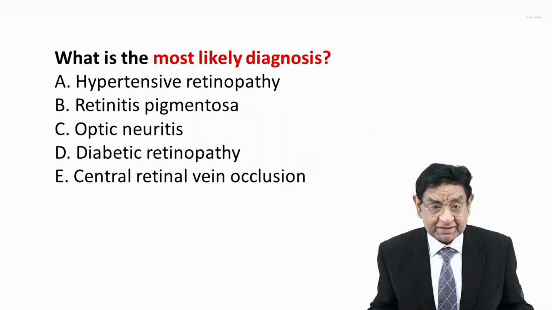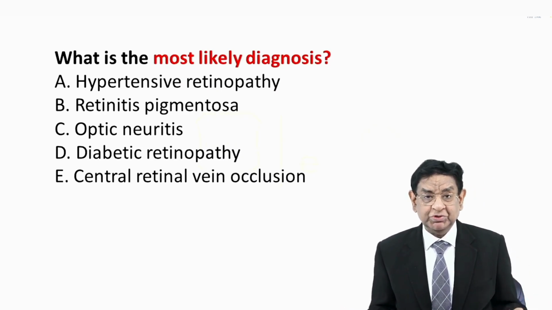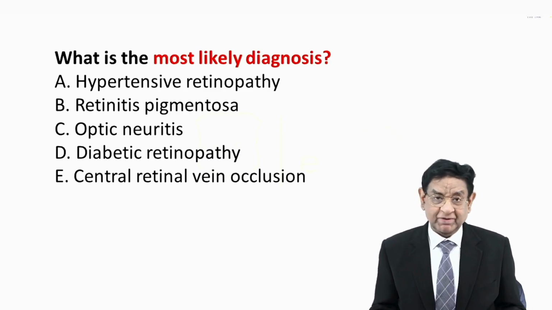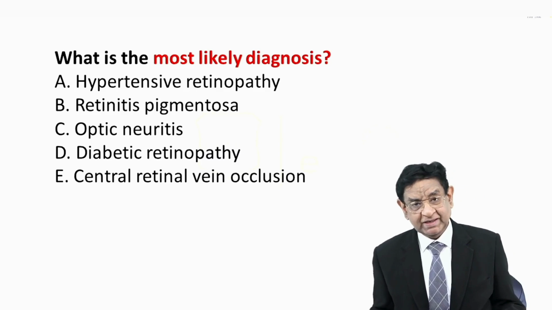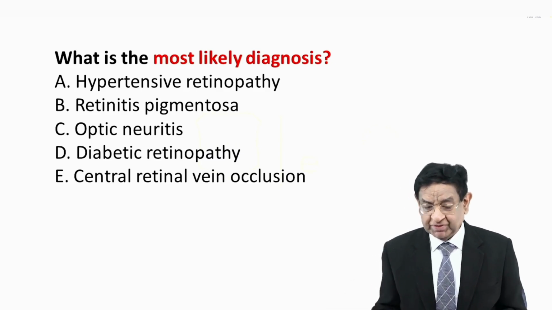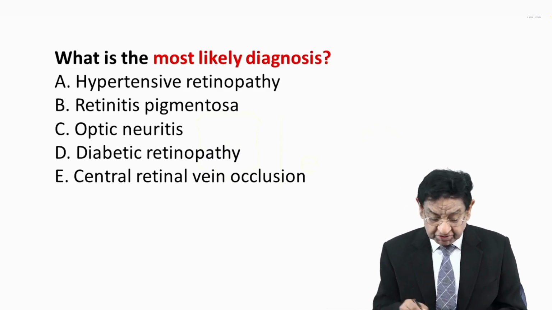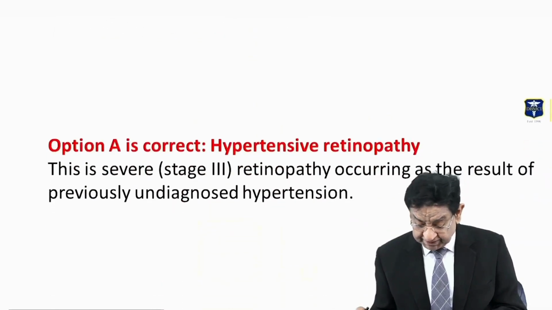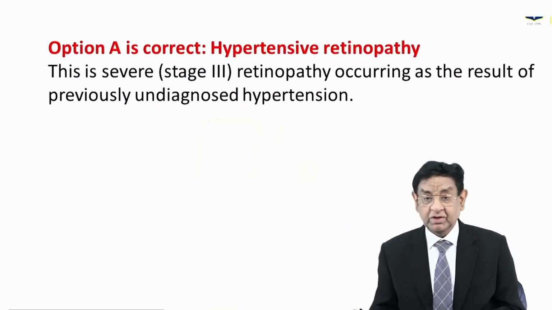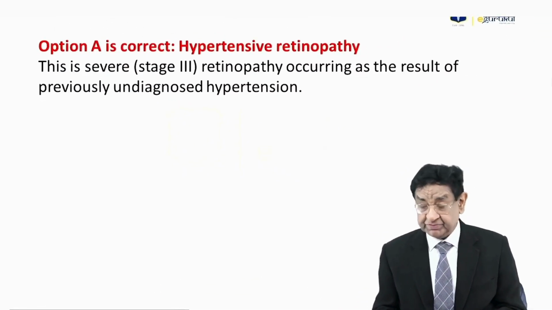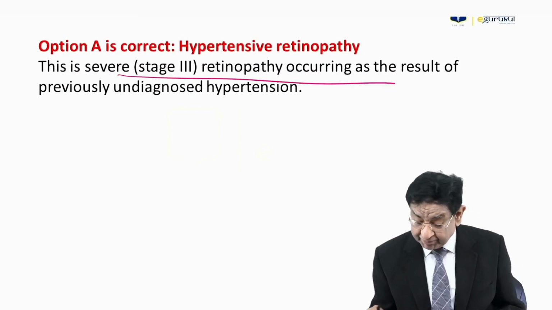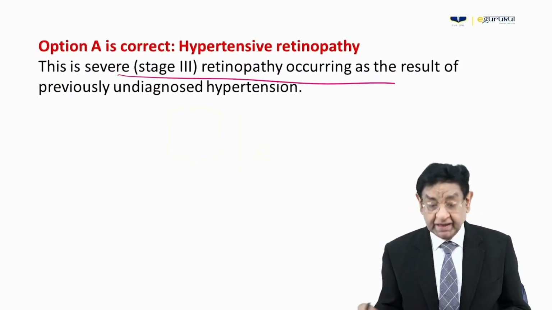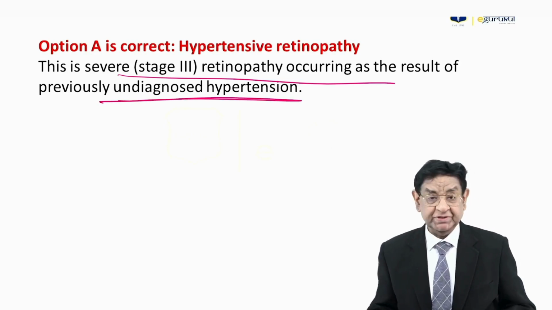Very simple question, no more detail given. What the examiner expects from you is that you should know what the fundus findings given are. No other history is given. Okay. The answer to this question is hypertensive retinopathy. Well, in this we are getting grade, stage 3 type of retinopathy, and it is undiagnosed hypertension.